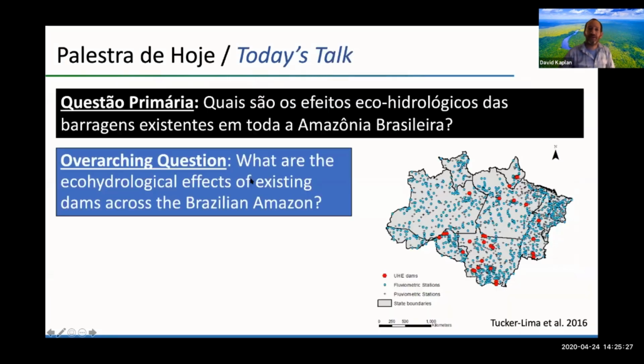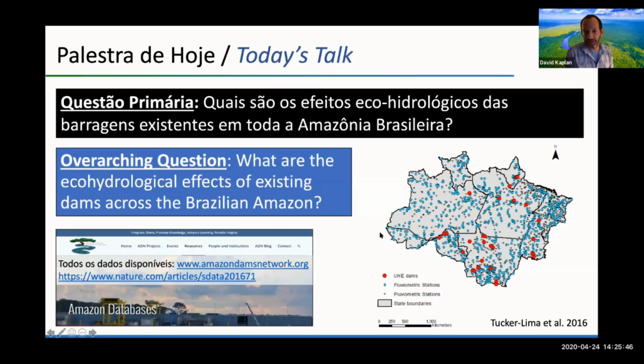So with that context, the talk I want to give today is really asking the question, what are the eco-hydrological effects of the existing dams across the Amazon? This map is from a publication in 2016 by Joanna Tucker Lima, showing at this time 28 large dams in the Amazon. And I want to say that all the data that we used to do this analysis are available in this database from a paper that Joanna wrote in 2016 with 15 co-authors, graduates, undergraduates, from Brazilian and US institutions.